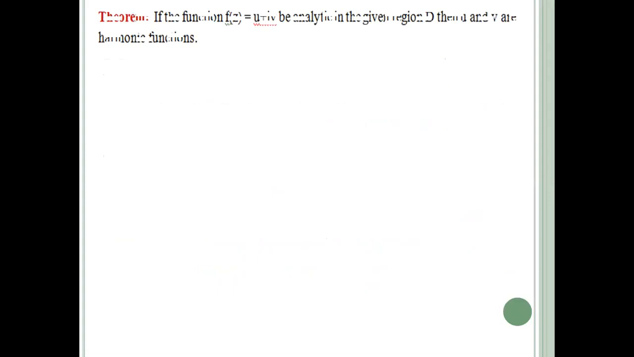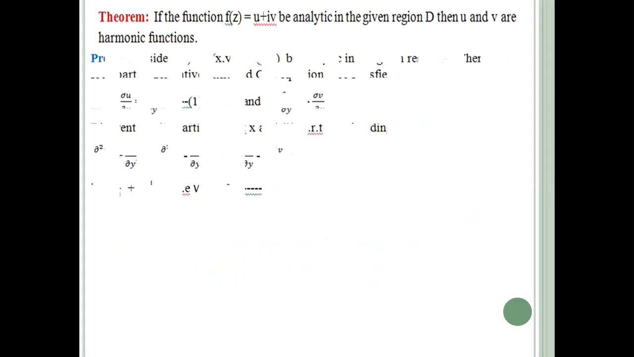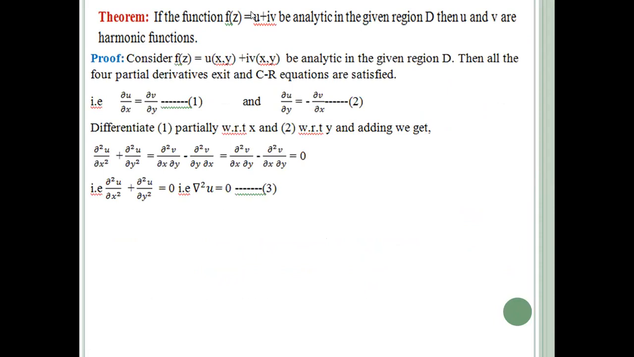Then we have a theorem under harmonic functions. If the function f(z) is analytic in the given region D, then you have to prove that u and v are harmonic. Consider f(z) equal to u plus iv, analytic in the region D. Then all four partial derivatives exist and the CR equations are satisfied, by the necessary condition. Therefore, ∂u/∂x equals ∂v/∂y, and ∂u/∂y equals minus ∂v/∂x. This is 1 and this is 2, by using the CR equations.